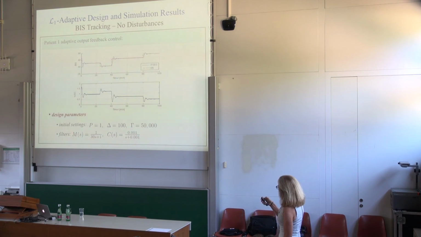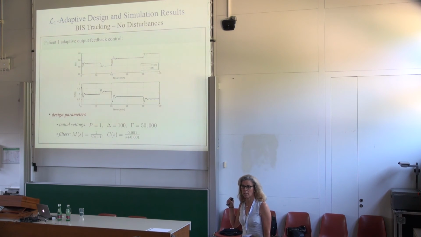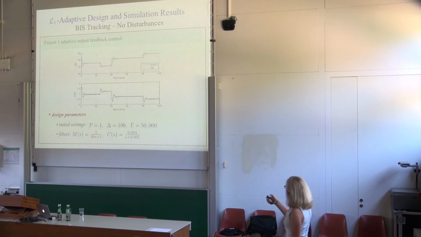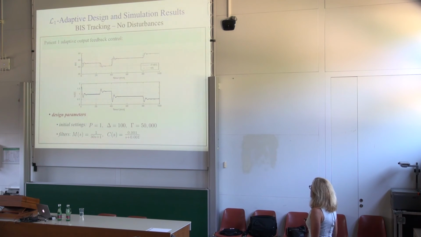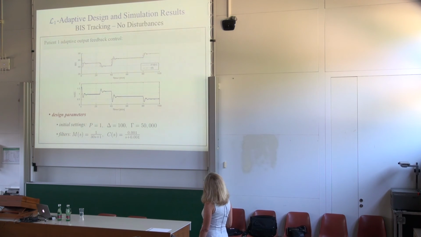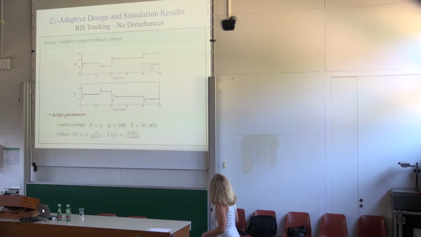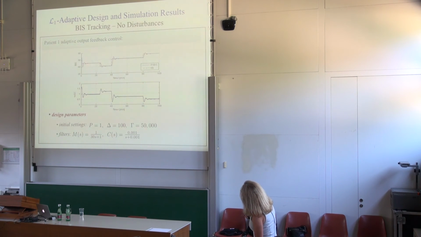This is really looking at controlling the BIS only during the sedated state. Remember I said we changed some of our performance requirements or implementation requirements. So here the red signal is our reference BIS trajectory we're trying to track. Okay, I need to go faster. And then this black line shows the system response.